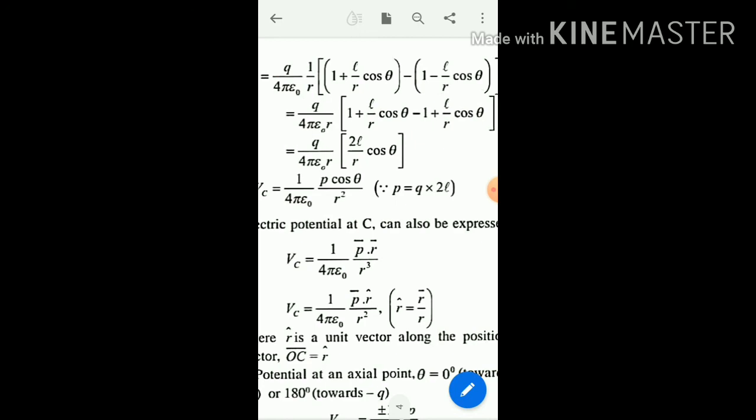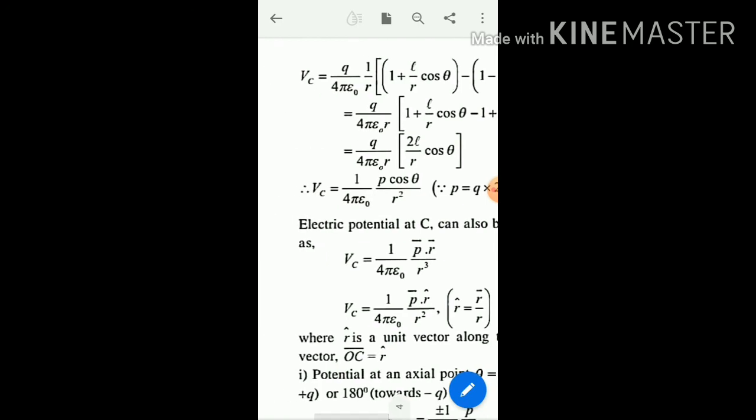The 1 in the square bracket, one place is plus 1 and the other place is minus 1, cancel each other, and L upon R cos theta has a plus sign, plus L upon R cos theta also has a plus sign. So there must be addition of these two terms. Then we can write Vc equal to Q upon 4 pi epsilon 0 into R into square bracket 2L upon R cos theta. So in this way, the above equation can be simplified here.